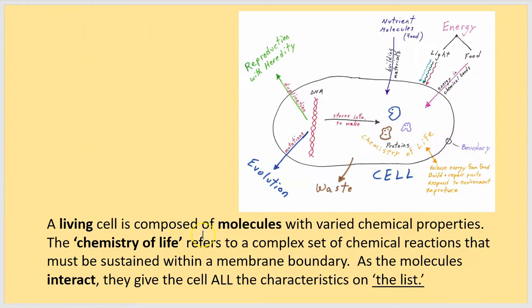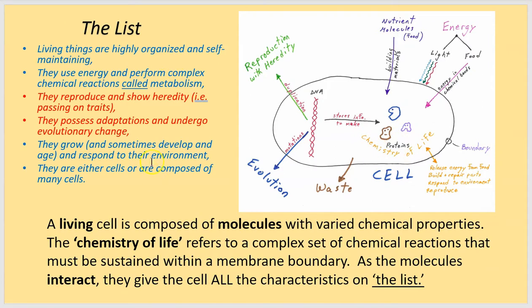So in summary then, a living cell is composed of molecules with varied chemical properties. The chemistry of life refers to a complex set of chemical reactions that must be sustained within a membrane boundary. And as the molecules interact, they give the cell all of the characteristics on the list. So in other words, when all is working here, when all the proteins are doing their jobs and the chemistry is happening and energy is being harnessed from the environment and waste is being exported, when it's all working right, then the whole cell satisfies everything on this list. And we say the cell is alive.